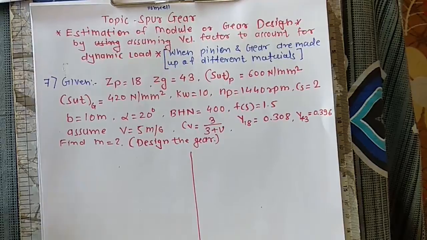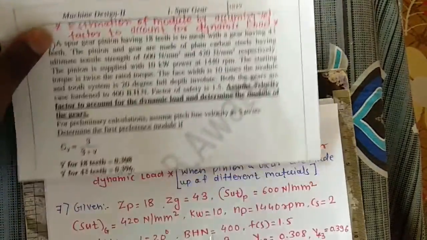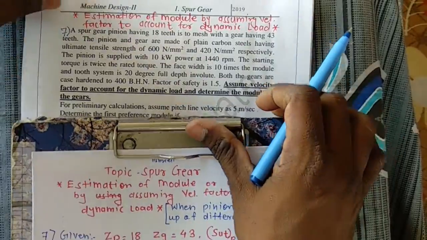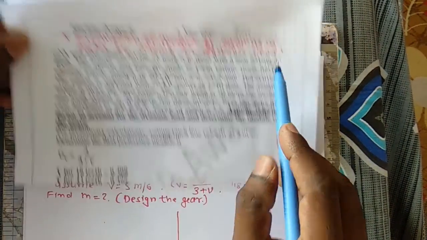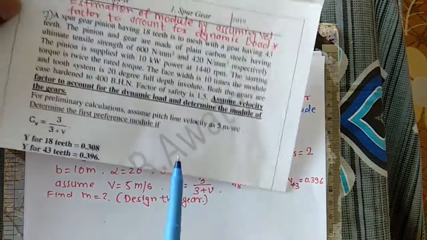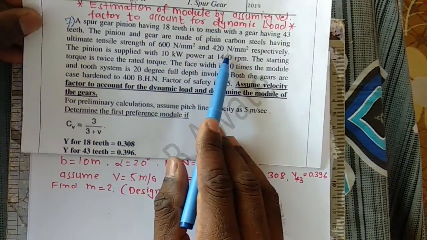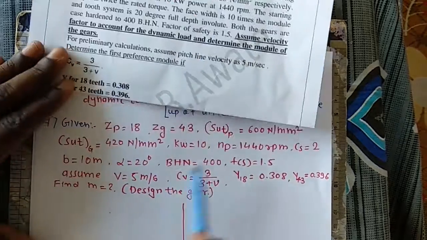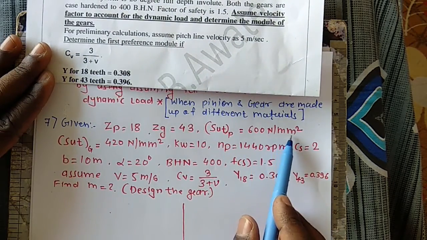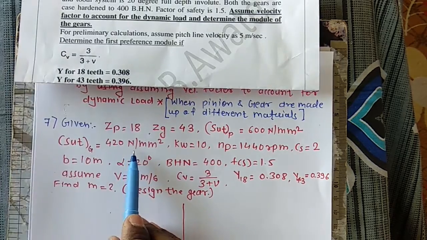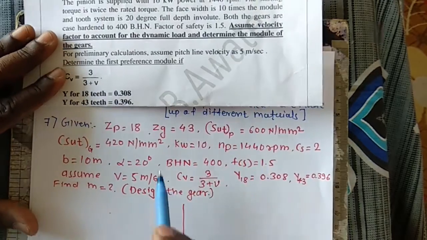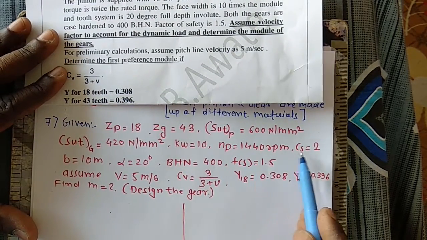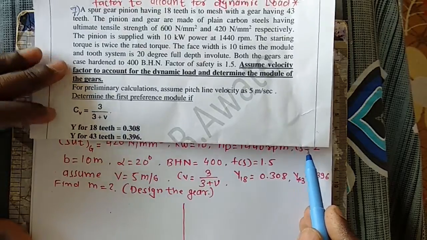So what I have done, I have just written the given content like you can see here. The number of teeth on the pinion are 18 and gear are 43. ZP 18, ZG 43. Then SUT for pinion is 600 Newton per mm square, SUT for gear is 420 Newton per mm square. Power is 10 kilowatt. RPM is 1440. Service factor is equal to 2, which is specified in the problem.